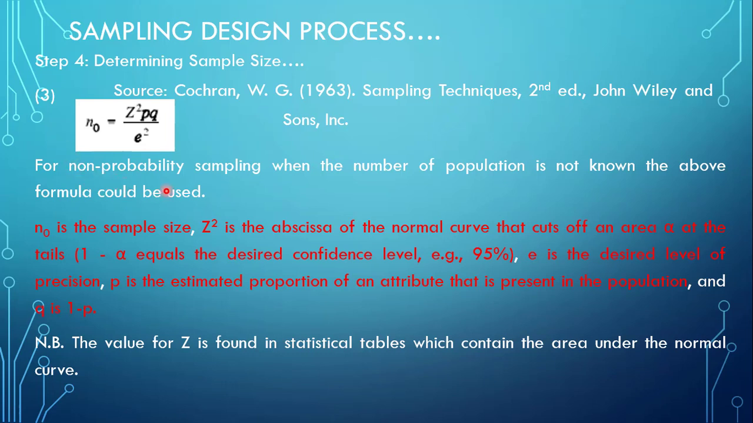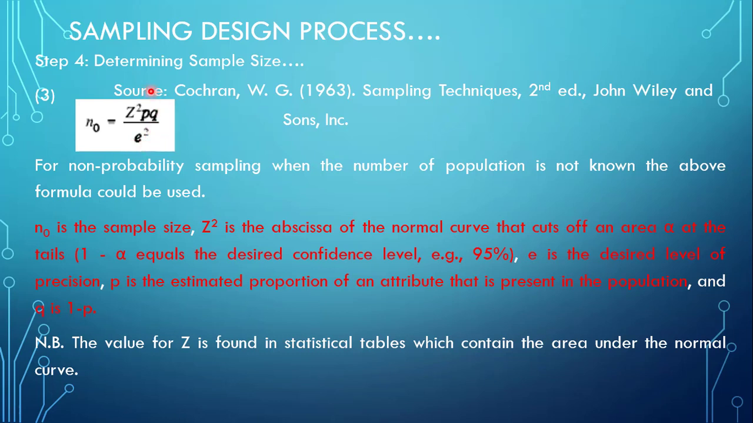So if you are using non-probability, meaning if the population size is not known, if you don't have the list, then you are going to use these formulas. So n naught is the sample size, z is the abscissa of the normal curve. So you could acquire the z value from statistics tables, and p is the proportion of attributes, and q is 1 minus p, whereby E is the desired level of precision.